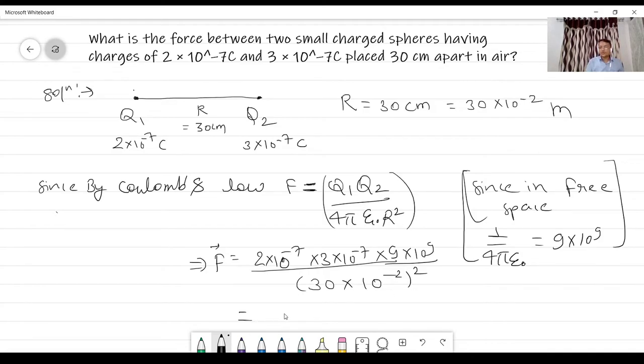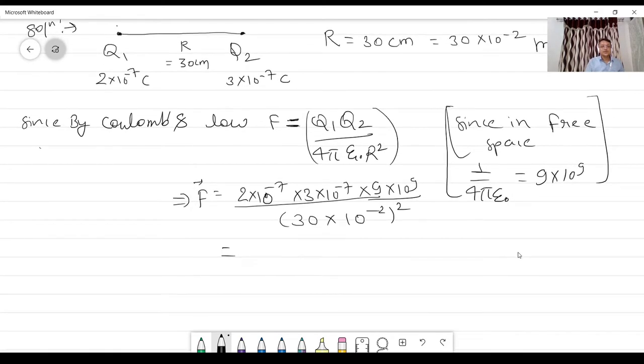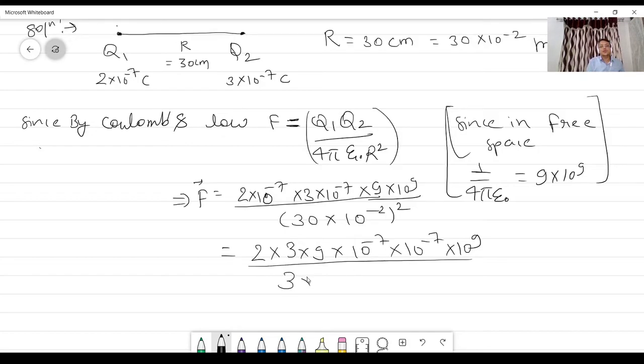Now I just want to solve it and find the answer. If you don't have a calculator, what we need to do is separate out the numbers, like 2 into 3 into 9, and separate out the 10 raised to powers on the right hand side, so that it will be an easy calculation. In the denominator I can also write 3 into 3 as it is square, and 10 raised to power 2, because there is a 30, so there will be 10 raised to 2 extra, and then 10 raised to power minus 4.